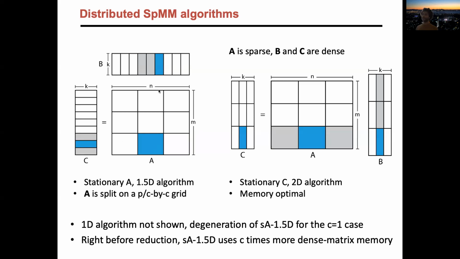Why? Because I need to all gather these embeddings, and temporarily I'm going to be holding more data than I need. And this is a factor of C more data. Now the process grid is divided by P over C by C. So temporarily I'm going to be using C times more memory. But in general, I'll be getting better arithmetic intensity if you do the math.